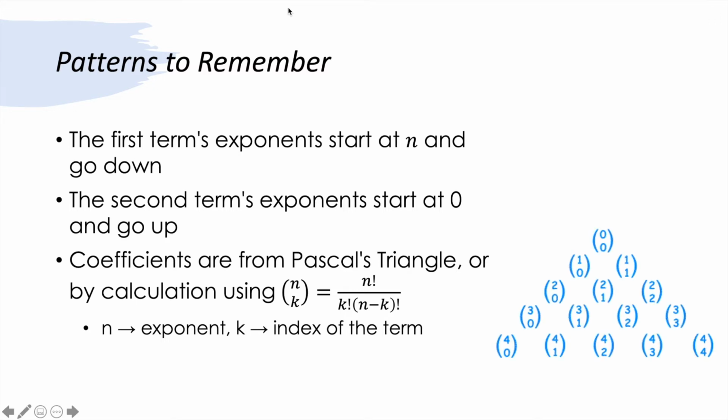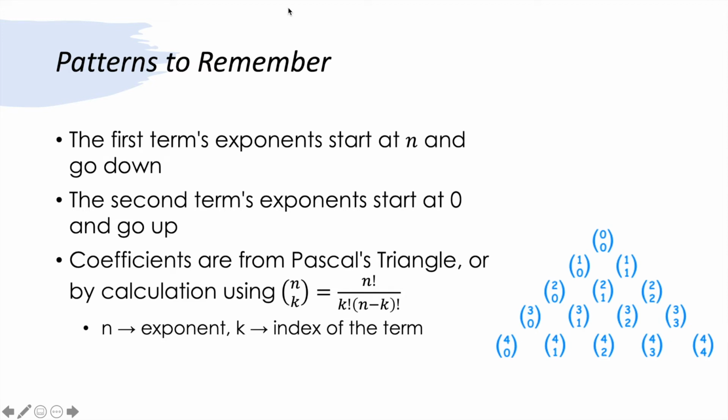So for example, you can rewrite Pascal's triangle using combinations and n choose k. For example, if we wanted to find the coefficient of the second term for a plus b to the power of 3, we're going to look at the fourth row of the triangle on the bottom right. Why are we looking at the fourth row and not the third row?